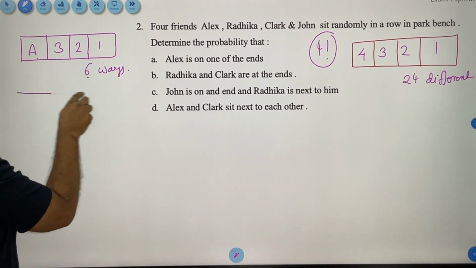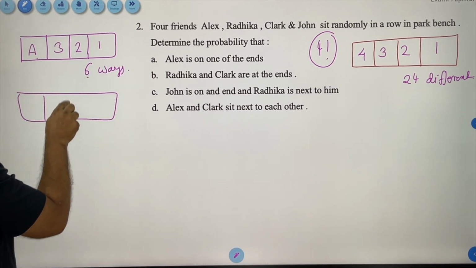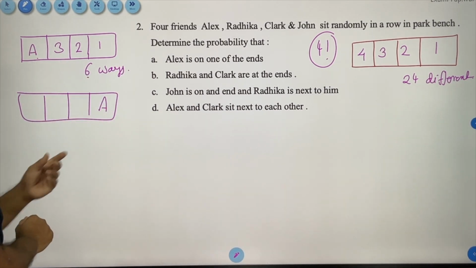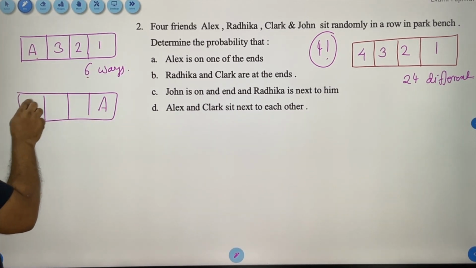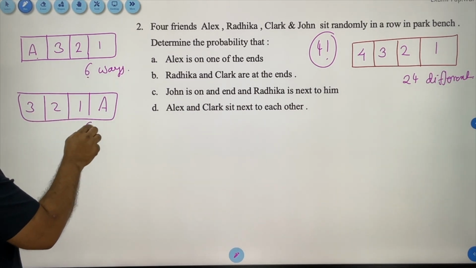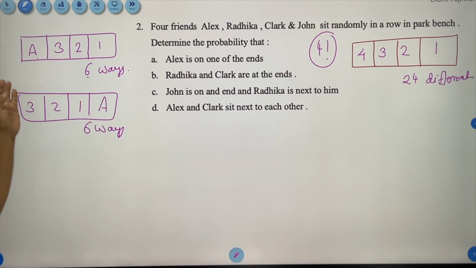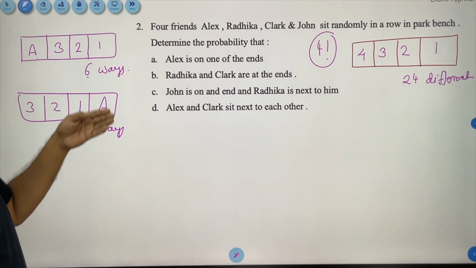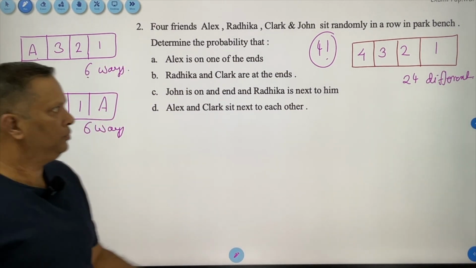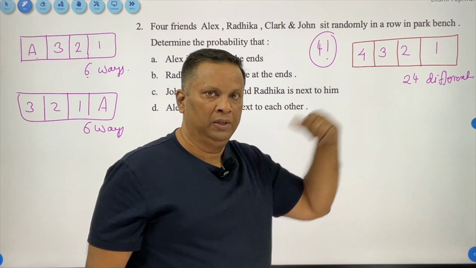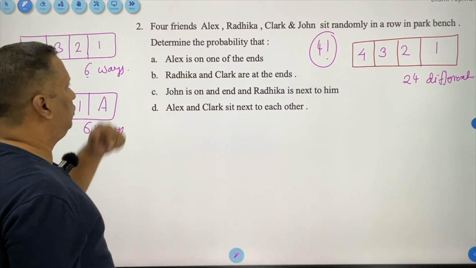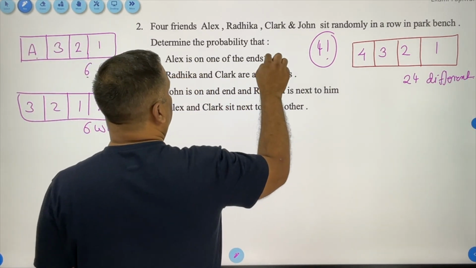Right? Now let us make Alex sit on the last one. This also can be filled again 3 into 2 into 1, 6 ways. So total possibilities where Alex is sitting on one of the ends is 6 plus 6, 12 ways. And how many options we have? 24. So the probability for the first question is 12 on 24.